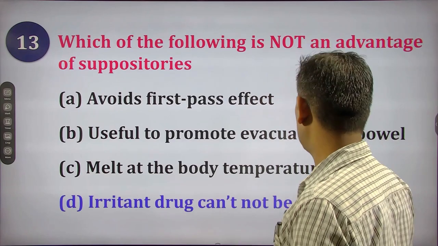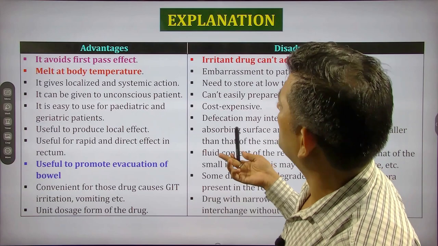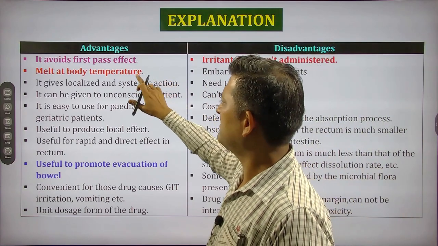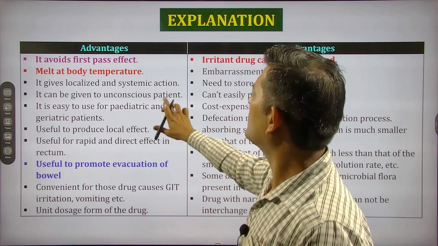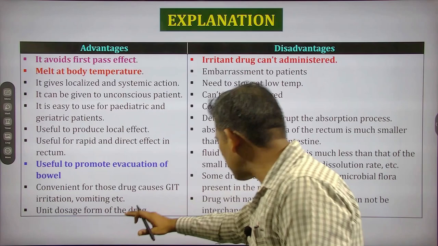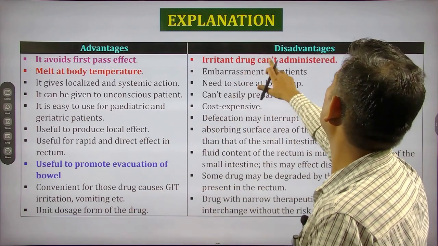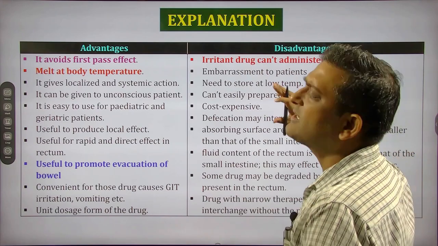Yes, irritant drugs cannot be administered. The advantages: it measures body temperature, avoids fast metabolism, melts at body temperature, has localized and systemic action, and can be given to unconscious patients. It is also useful to promote evacuation of the bowel. These are the advantages, but irritant drugs cannot be administered. That is one of the disadvantages.